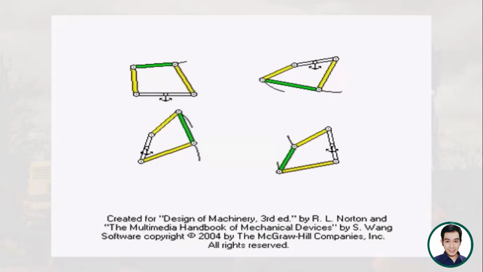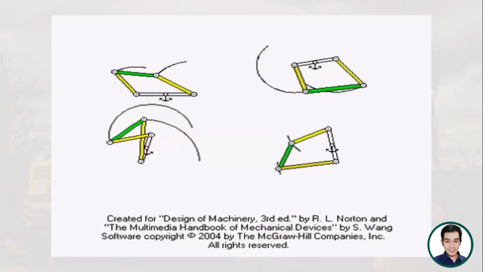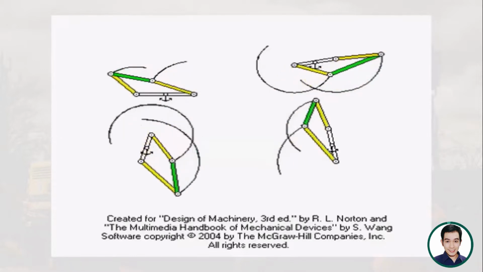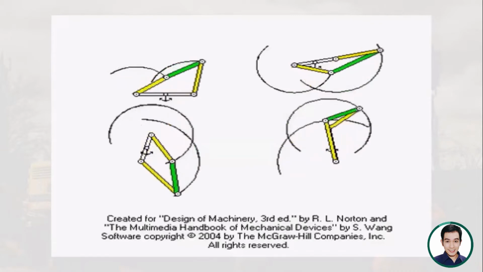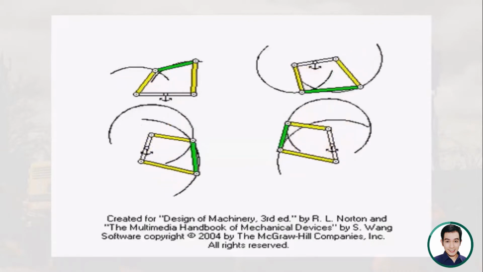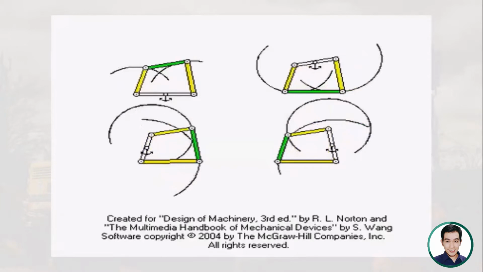So you can see it here in this animation. If you have a non-Grashof case, none of the links can have a complete revolution. They will just oscillate.